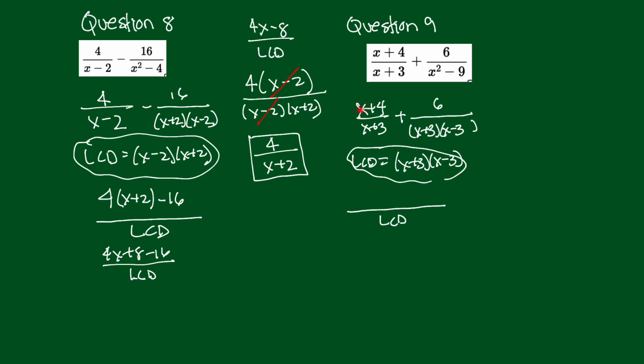So what about this, back up here? What do we do with this x plus 4? Well, look at the original denominator and now compare it to the new one. You can see the original's right here, and it's being multiplied by x minus 3.